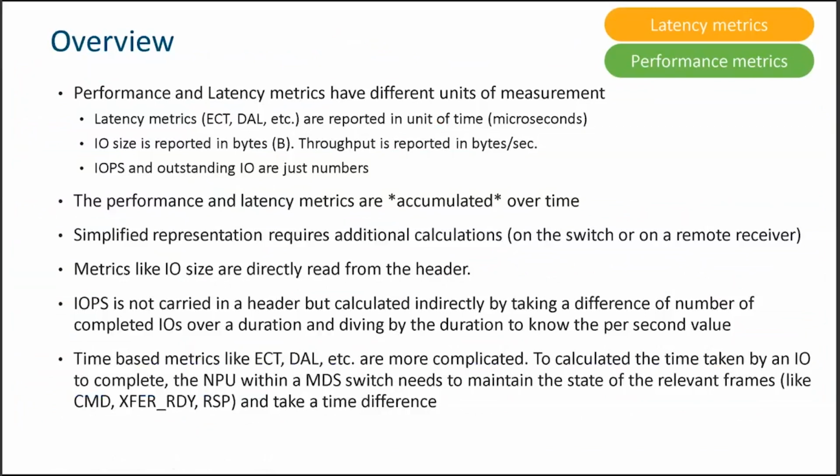Okay, and there's a throughput metric, which is reported in bytes per second. And IOPS is just a number, because by definition, it's IO per second. So actually, the unit is carried in the name itself. That's why it's just a number.